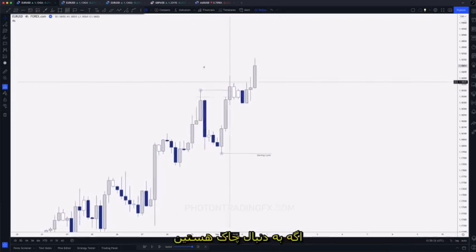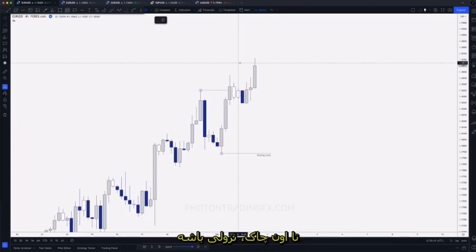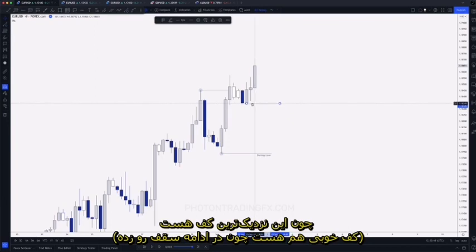Okay, so what that means is if you're also looking at change of character, where is your most recent internal low that you would need to see be broken with at least a wick for there to be a bearish change of character? It would be this low here. Because this is the nearest low.